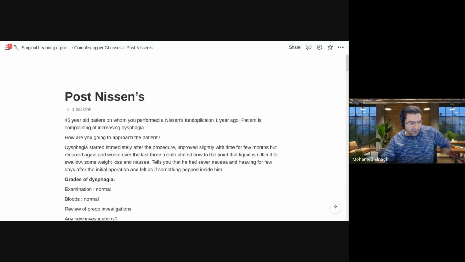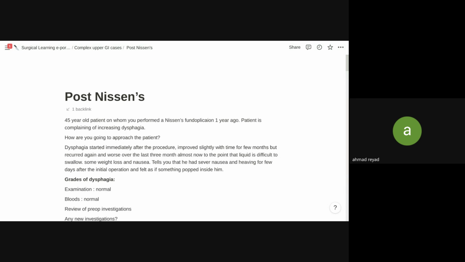So you have looked at his pre-operative investigations, and you didn't see anything in particular that interested you. So any new investigations? So this is quite an interesting case that it might need a barium swallow plus upper GI endoscopy, to look for the wrap migration, and for any risk of peptic ulcer strictures, for esophagitis or any esophageal stricture.